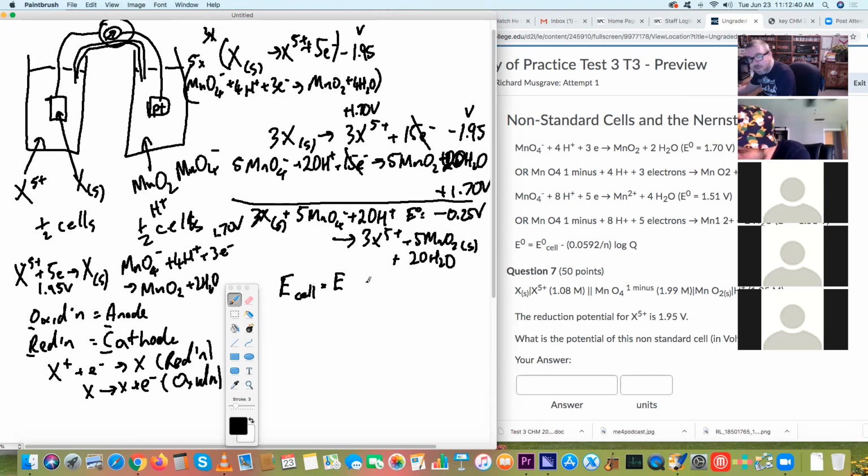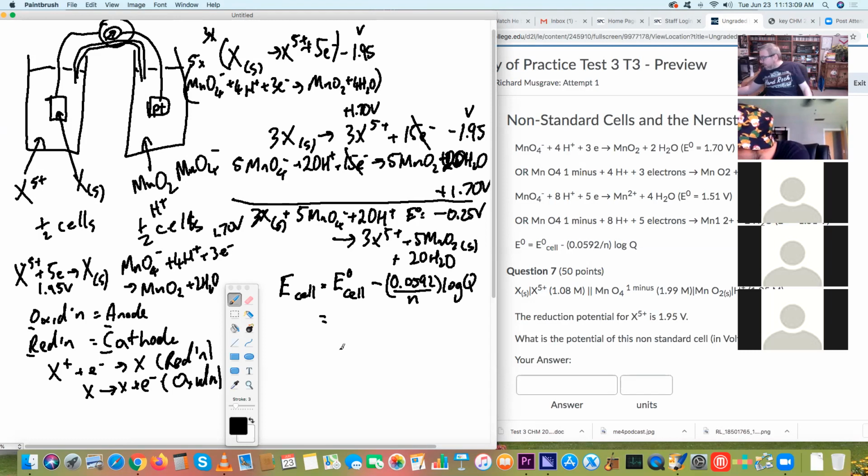But E cell is E naught cell minus 0.0592 divided by n times the log of Q. Now the 0.0592 is the combination of a whole bunch of constants all multiplied together. Don't worry about that so much. What does matter is what these other values are.